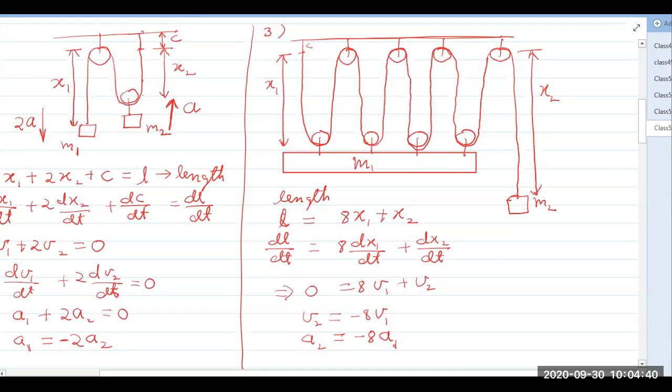So the acceleration of 2 is 8 times. So 2 is this one. So this acceleration is 8 times of this one. So if this object goes up with acceleration a, then this will come down with acceleration 8a. Okay. So in this way we have to apply the constraint relation.